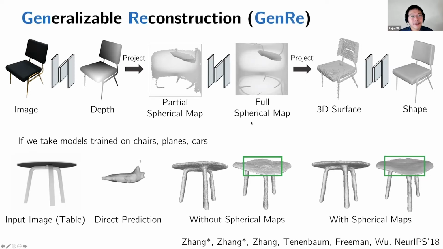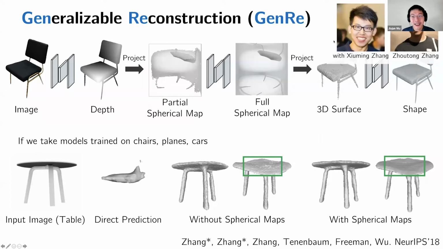So we named this system Generalizable Reconstruction, or GenRe, and this was published two years ago, in NeurIPS 2018. And as I said at the beginning, Xiaoming Zhang and Zhoutong Zhang, who are both PhD students at MIT, contributed most significantly to this project.